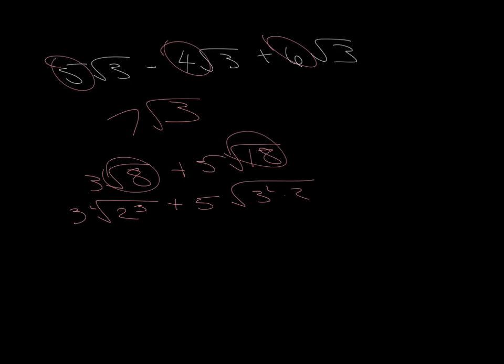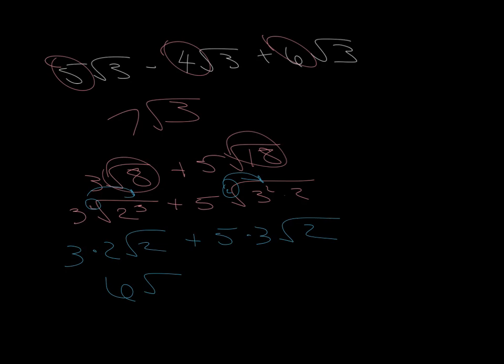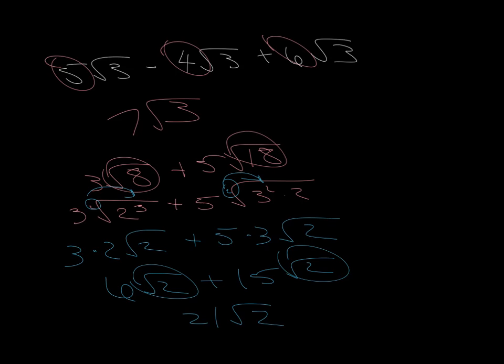So, if my index out here is a 2, and I have a 3 there, how many times does this 2 go into this 3? 1 time with 1 left over. Here, I've got a 2 for my index, so how many times does this 2 go into this 2? 1 time with none left over, so the 3 goes away. So I have 6 square root of 2 plus 15 square root of 2. Now everything is okay, and I can add those and get that for an answer.